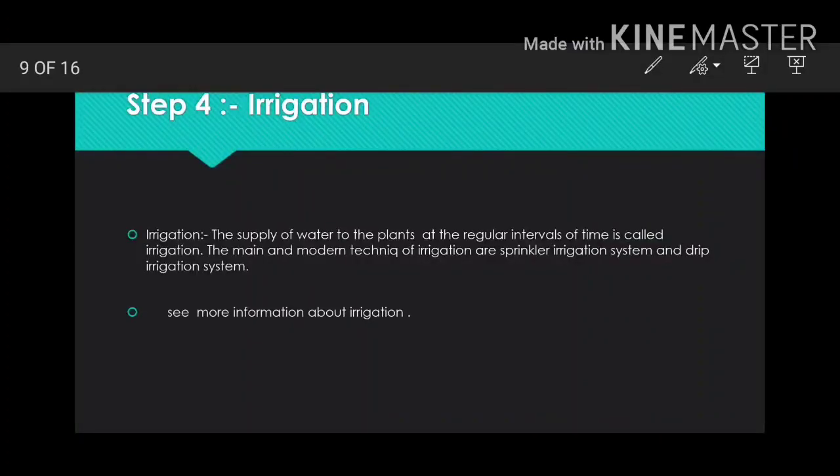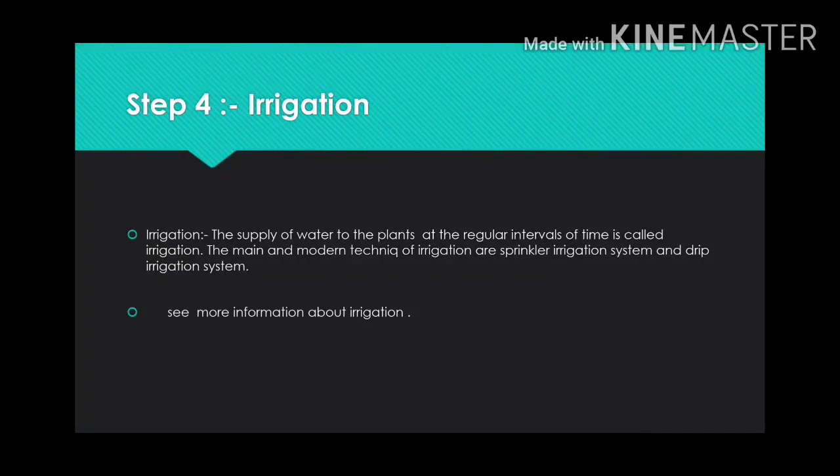Friends, now we are going to learn the fourth step, which is irrigation. The supply of water to the plants at regular intervals of time is called irrigation. The main and modern techniques of irrigation are the sprinkle irrigation system and the drip irrigation system.